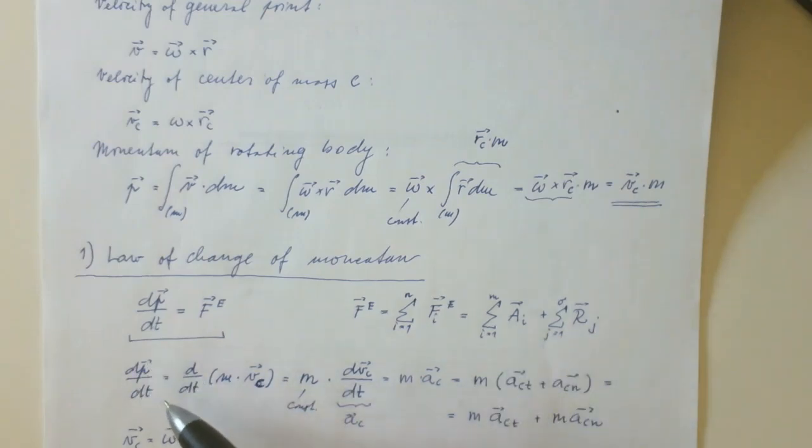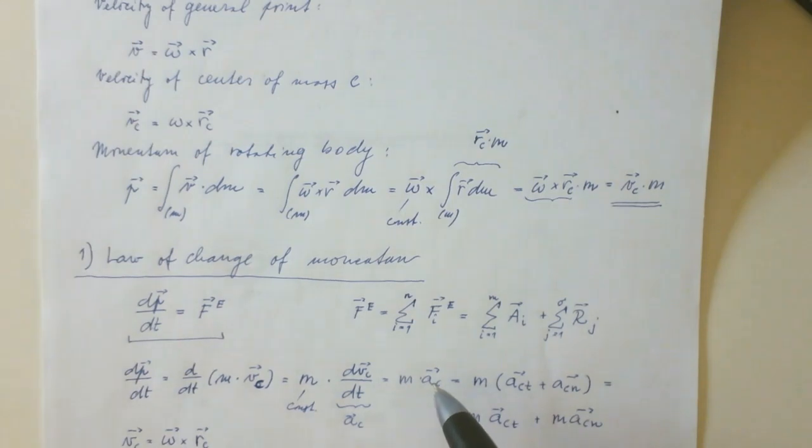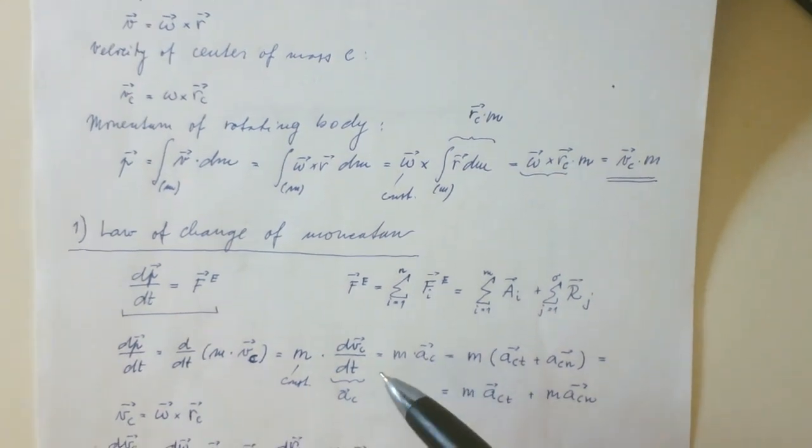Then dp over dt is d over dt of this multiplication, and when we consider that the mass is not changing during motion, we consider it as a constant, so we get that it is mass by dvC over dt, and this is nothing else than the acceleration of the center of mass. So it is m by aC, the acceleration of the center of mass.